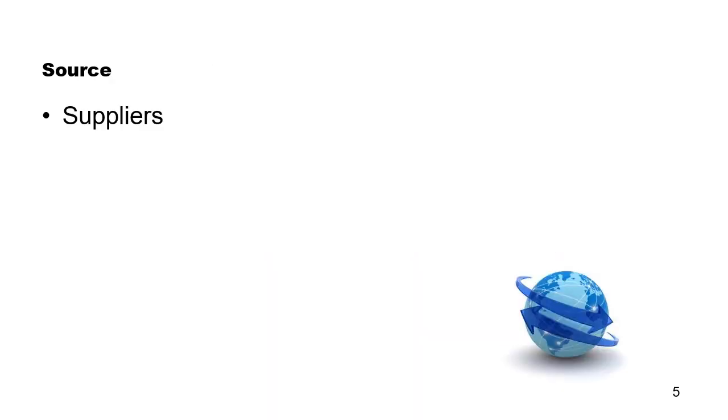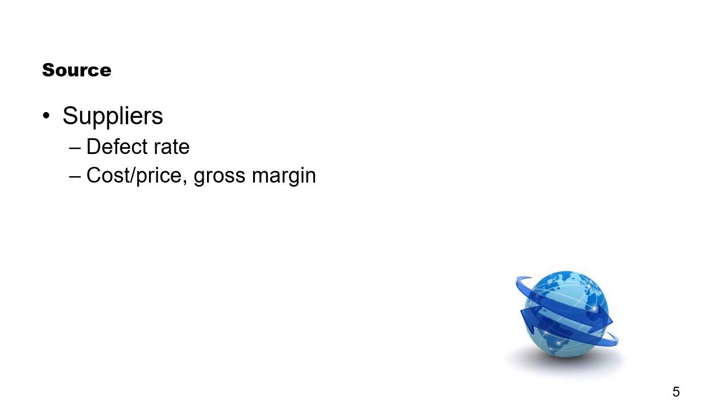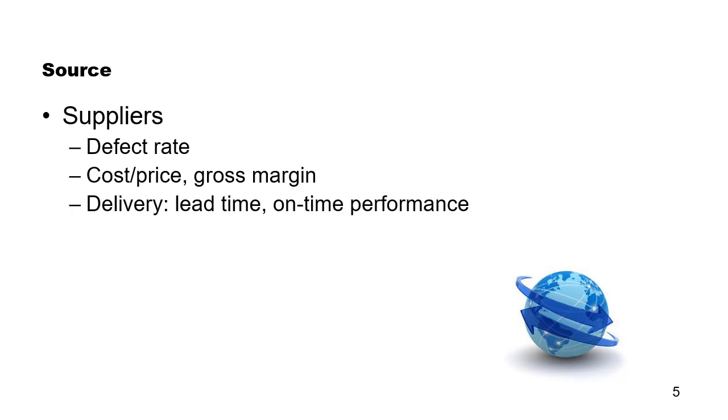Regarding source, Jack selects suppliers based on the following criteria. First, defect rate. This is important because defect rate has a huge impact on the customer satisfaction and the cost for Jack. Second, cost over price, which determines the gross margin for Jack. Third, delivery, in terms of lead time and fill rate by the suppliers. Jack eventually selected one Chinese manufacturer as his supplier due to this supplier's lower defect rates, which is 1 out of 300, high gross margin, about 60%, but long lead time of about 90 days.